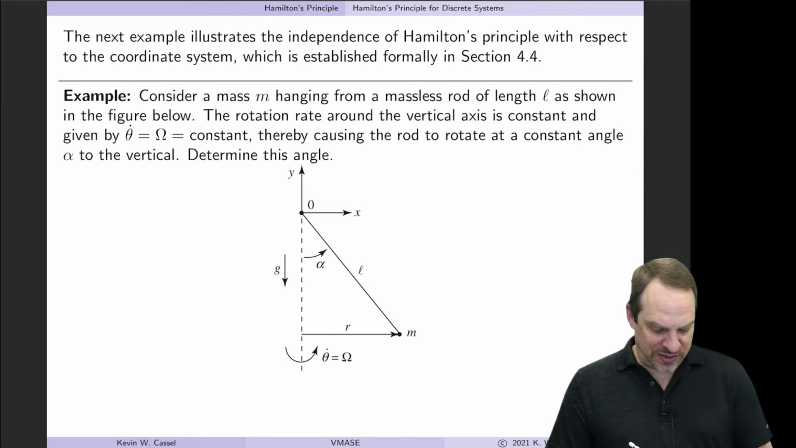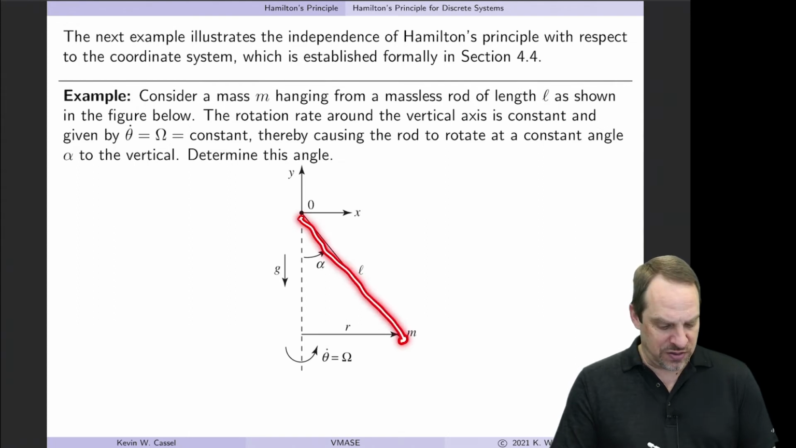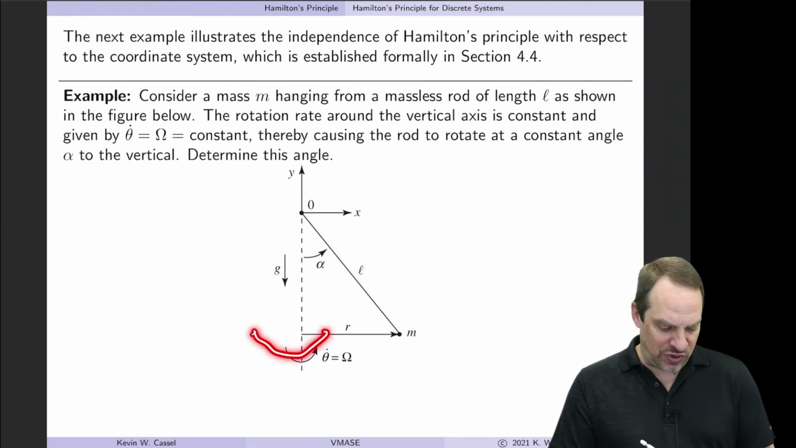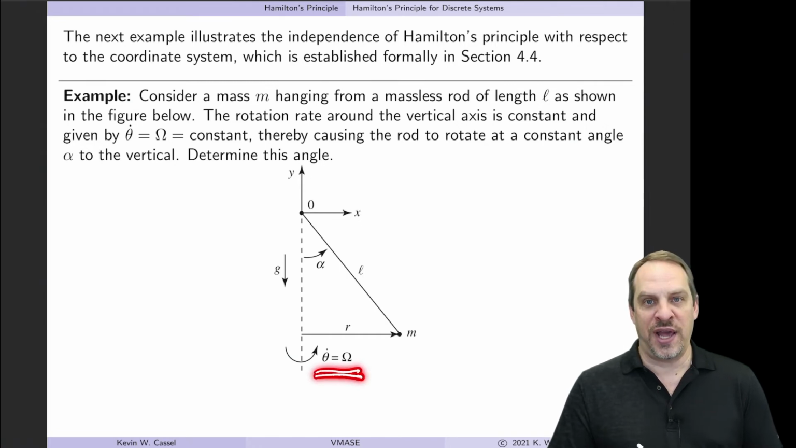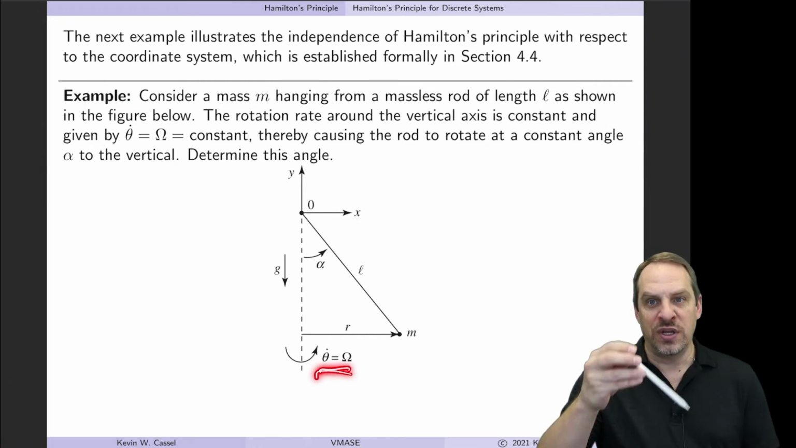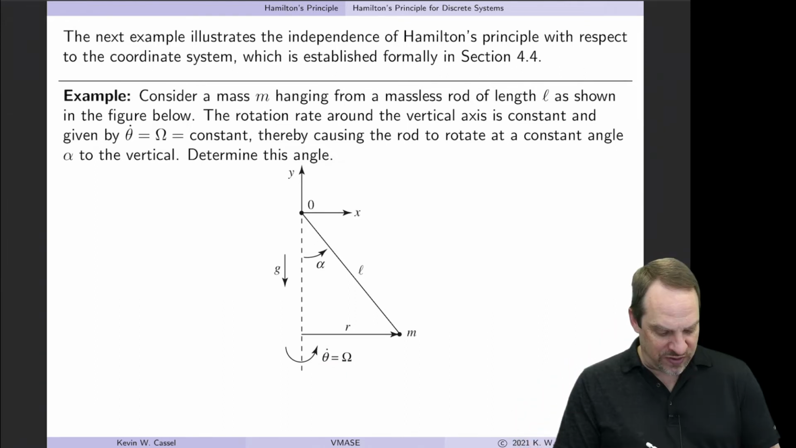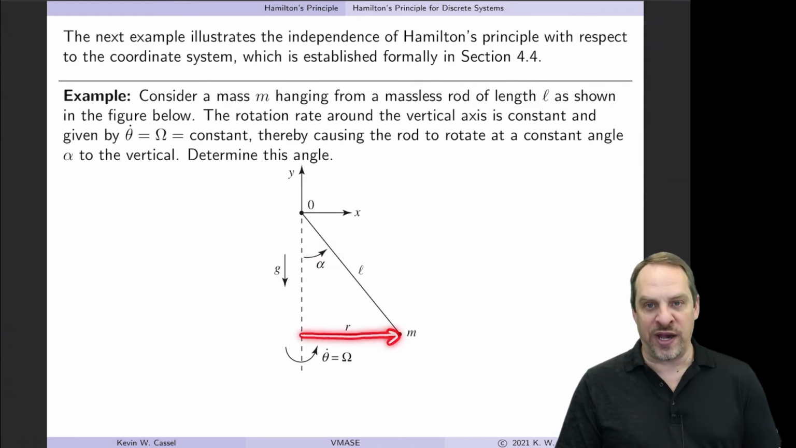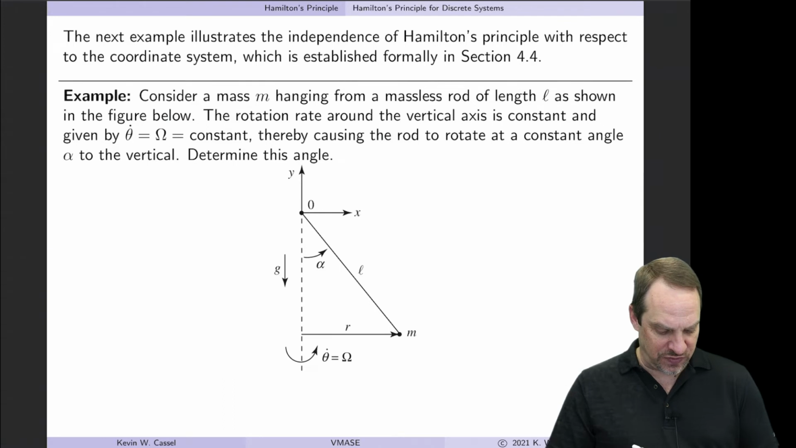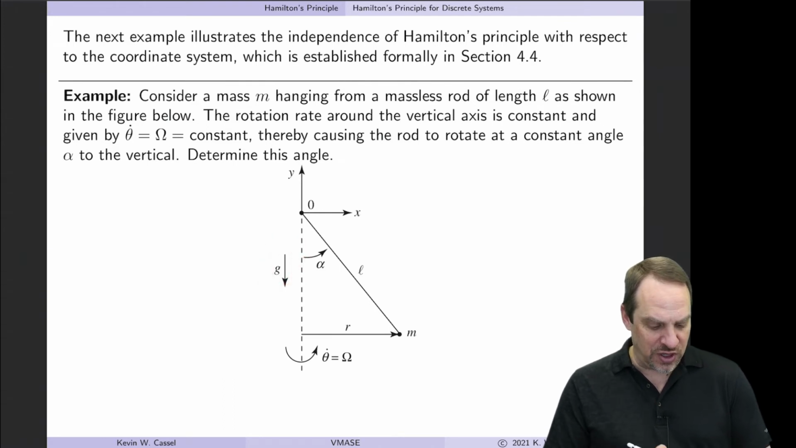So we have a mass m hanging from a massless rod of length L from the origin here. And this is rotating around the vertical y-axis with an angular velocity theta dot, which will be capital Omega. So that's a constant value, and that's the rate of rotation of the mass around the y-axis. We'll have an angle alpha from the vertical, and we'll also have a radial distance r out from that center axis of rotation. g, of course, will be down. We want to determine this angle. We want to determine alpha.